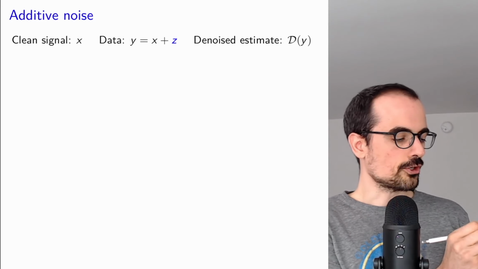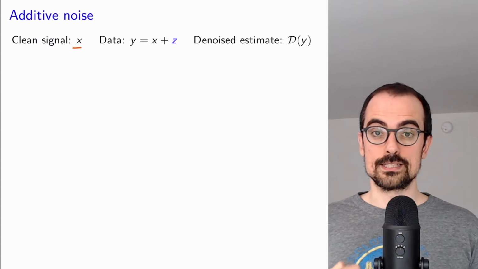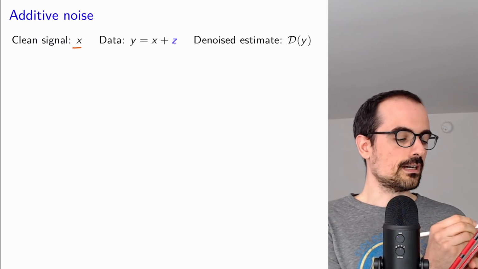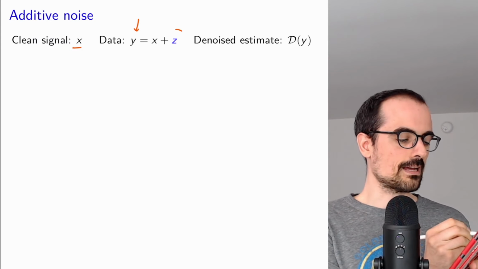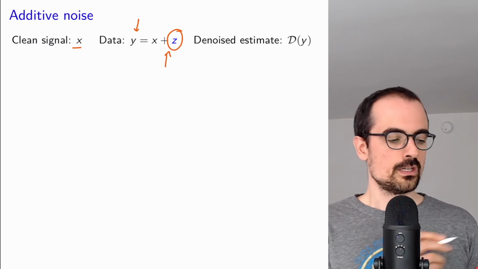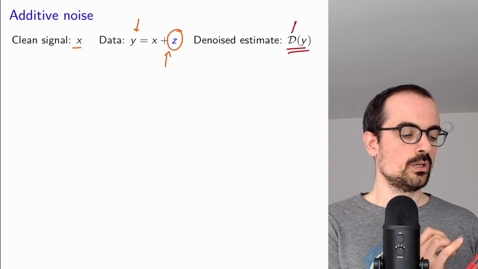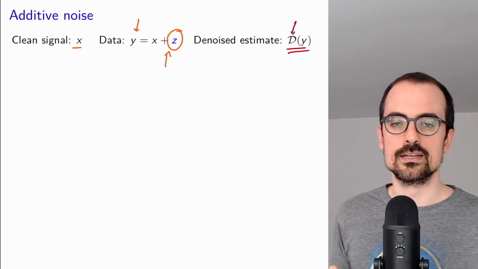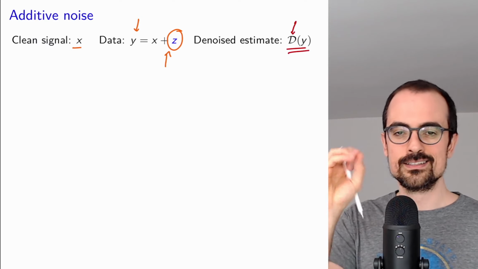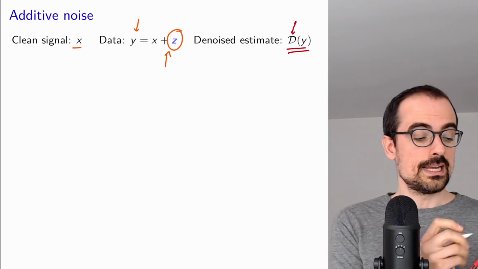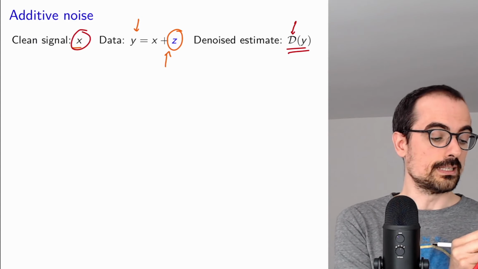So imagine that this is your clean signal X that you want to estimate, and this is your data Y, which is corrupted by some noise Z. You want to train a network that we denote with this letter D to estimate X from the data Y.